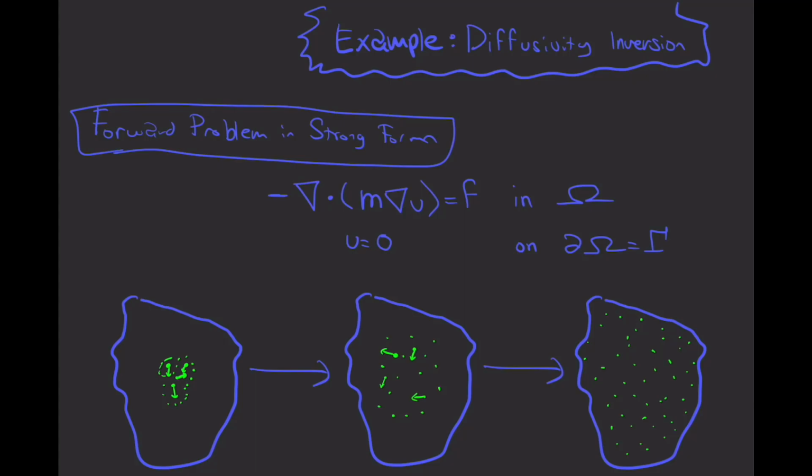Hi everyone, in this video I'm going to give you an example for diffusivity inversion. So we have a forward model given by a diffusion equation of this type, where our diffusivity coefficient m is what we are inverting for. Typically for a diffusion equation you have this time dependence, but we're going to assume we're in an equilibrium state, so this term vanishes.